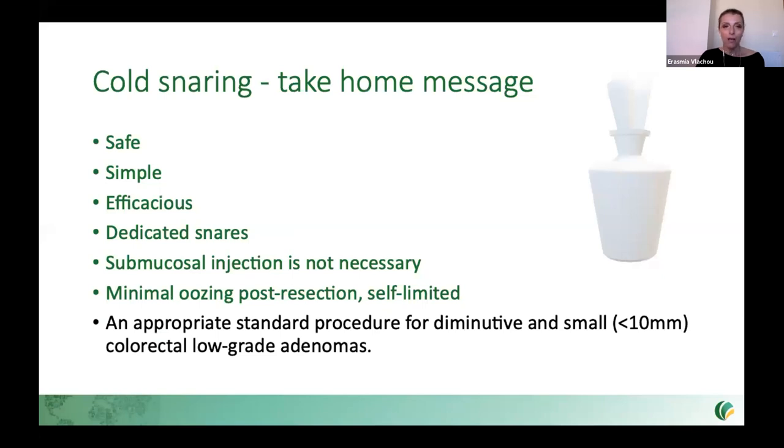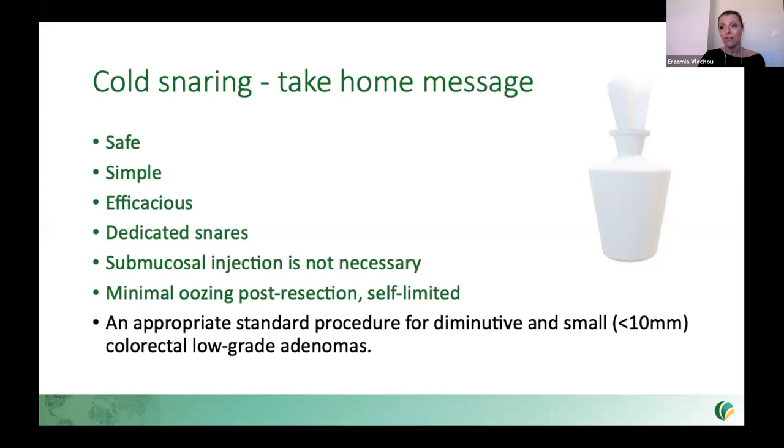So to sum it up, cold snaring is a simple yet safe and efficacious resection technique, and the commercially available dedicated snares make the cutting process easier and are wide enough to ensure a resection not only of the polyp but also the margin of normal mucosa around it. Submucosal injection is not usually necessary, and the minimal oozing that is observed upon resection is usually self-limited and clinically insignificant. So according to the current evidence, cold snare polypectomy is an appropriate standard approach for diminutive and small polyps.